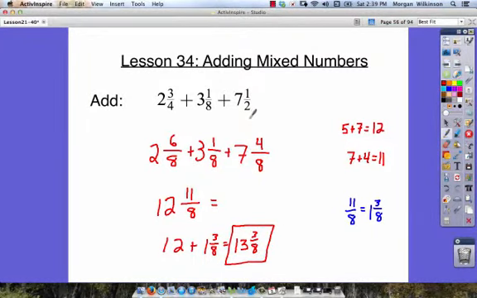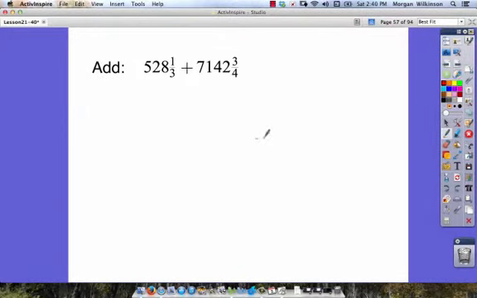Key thing here is to find that least common multiple of your denominators, then rewrite your fractions in order to simplify, reduce, and solve. Let's look at our next problem. Here we want to add. We have 528 1/3 plus 7,142 3/4. So for 3 and 4, the least common multiple of 3 and 4, that must be 12.